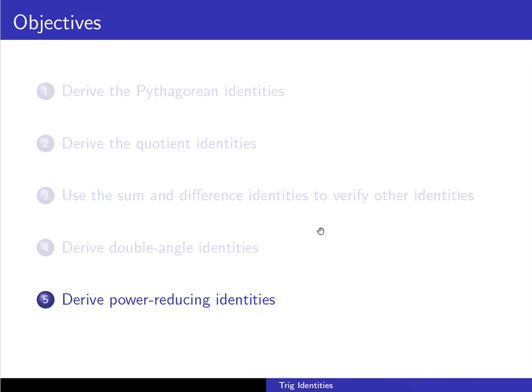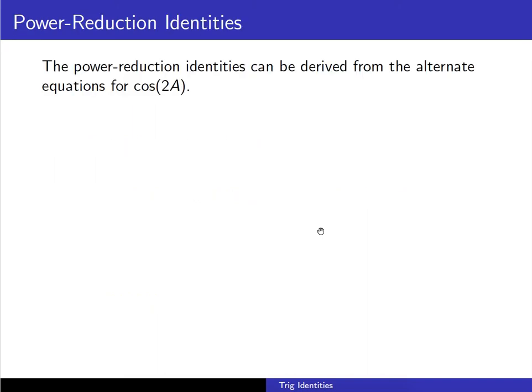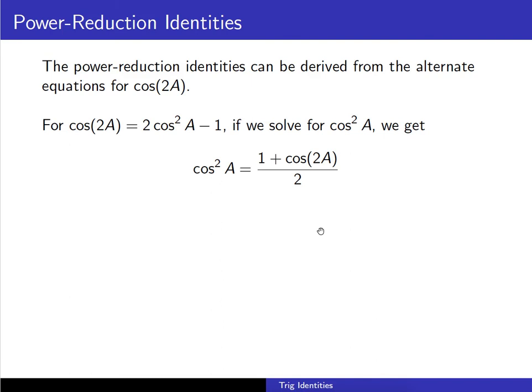From those double angle cosine alternate forms, we have what are known as power reducing identities. So our power reducing identities or power reduction identities can be derived from our alternate equations for the cosine of 2a. So for instance, with cosine of 2a equals 2 cosine squared a minus 1, if we add 1 to both sides and divide by 2, we're going to get cosine squared a is 1 plus cosine of 2a all over 2.